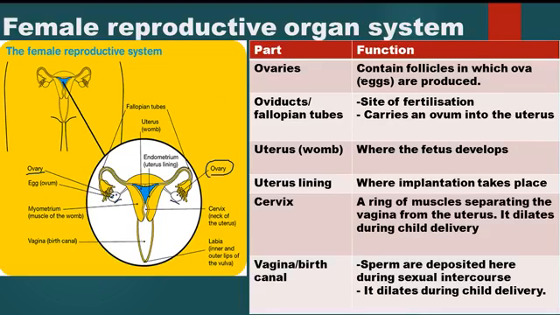So we say that ovaries contain the follicles. Inside the follicles we have the ova. If there are many, you say ova. If it is one, you say ovum. So they are produced in the ovaries. Then the second function of the ovaries is the secretion of the female sex hormones, called estrogen.